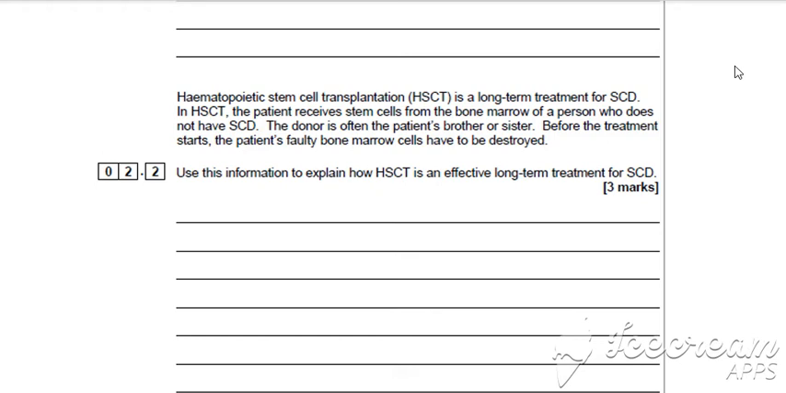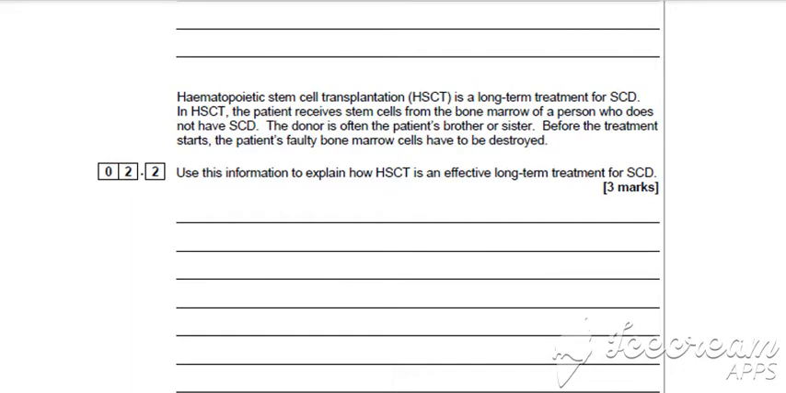Question 2.2 is looking at how a stem cell transplantation is a long-term treatment for people with SCD, the sickle cell disorder. So the patient will receive stem cells from the bone marrow of a person who does not have the sickle cell disease. The donor is often the patient's brother or sister, and before the treatment starts, the patient's faulty bone marrow cells have to be destroyed.